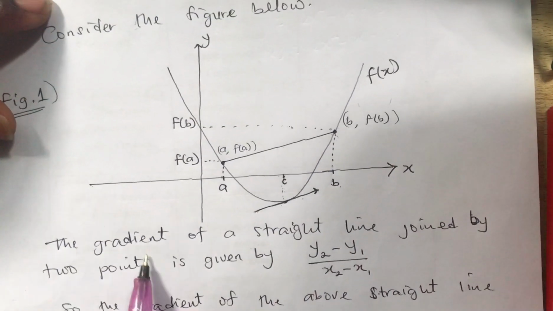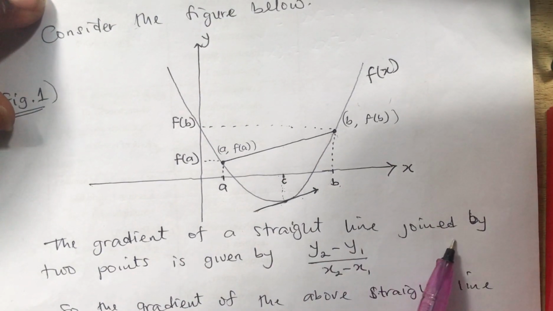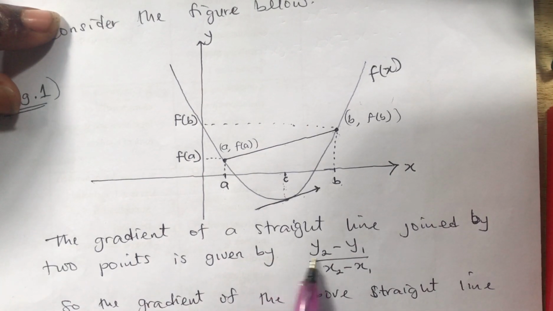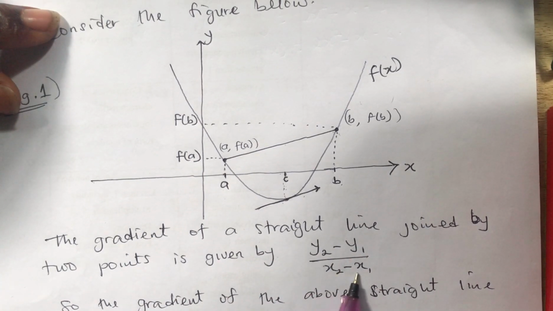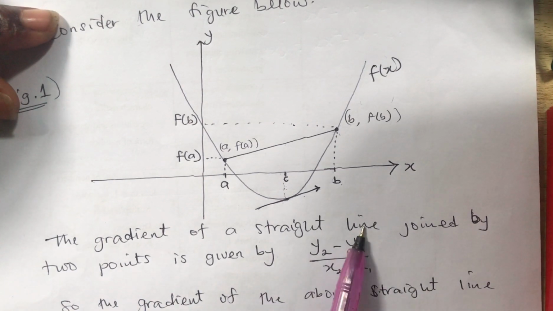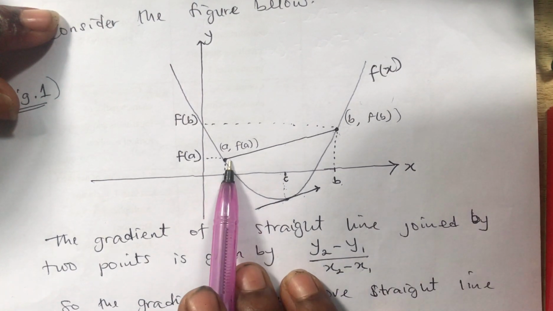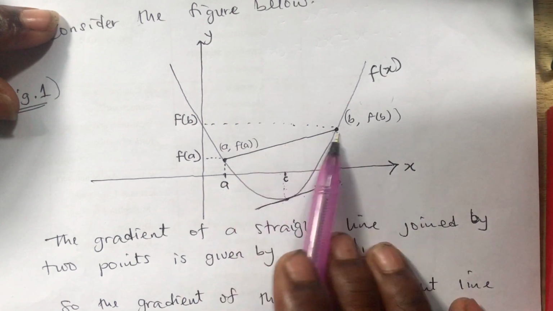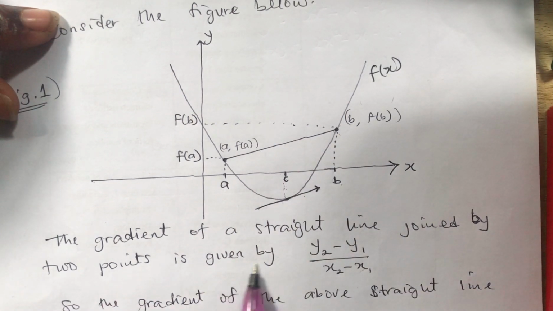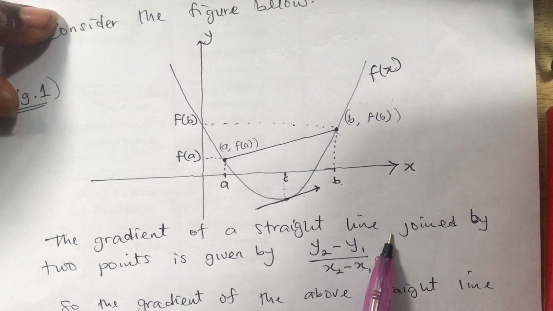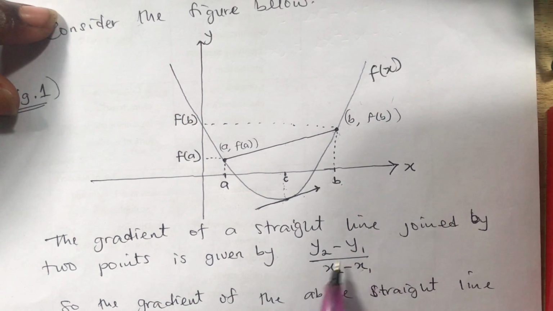So now, the gradient of a straight line joined by 2 points is given by y2 minus y1 over x2 minus x1. Don't forget this. This secant line is a straight line joined by 2 points. So the gradient of a straight line joined by 2 points, as we have learnt in high school, is y2 minus y1 over x2 minus x1.